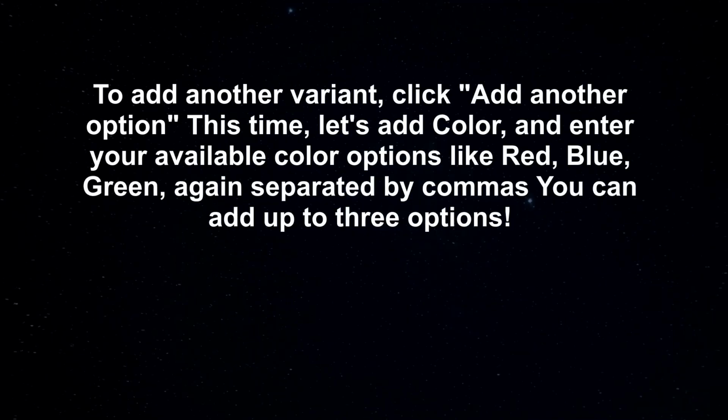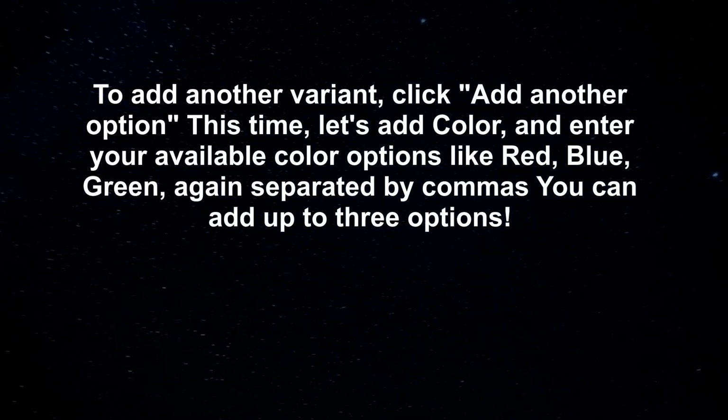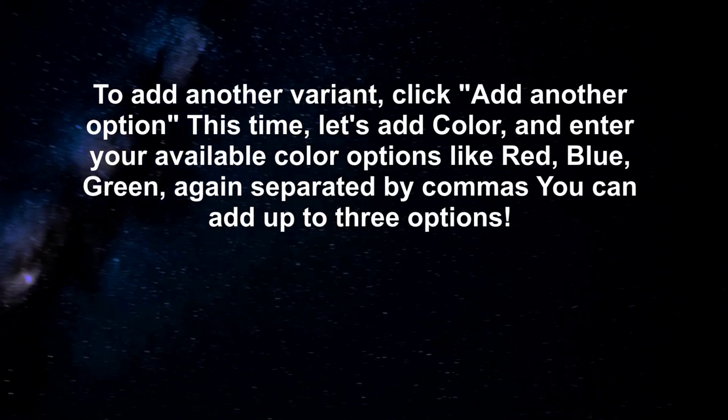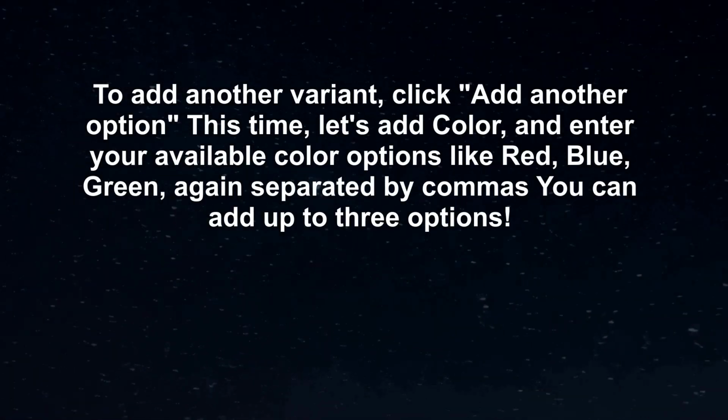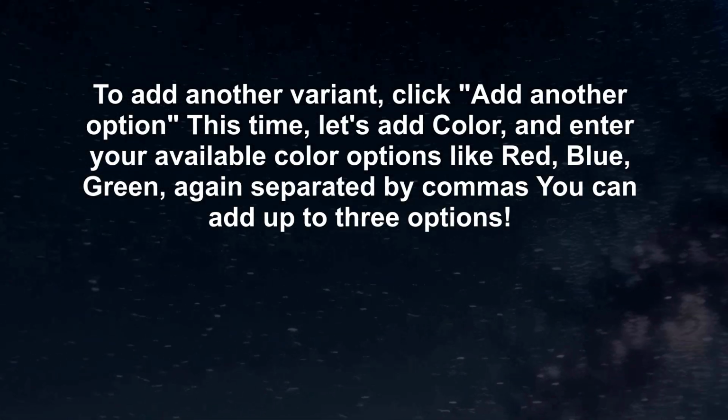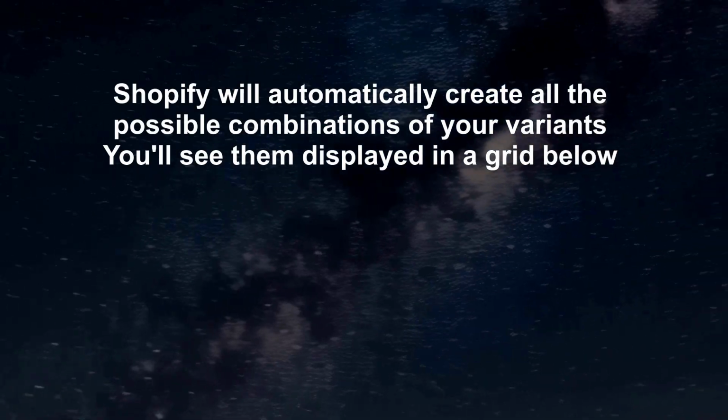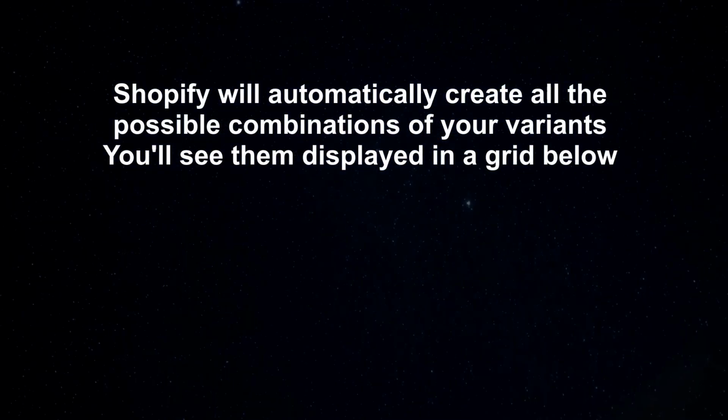To add another variant, click Add Another option. This time, let's add color, and enter your available color options like red, blue, green. Again, separated by commas. You can add up to 3 options. Shopify will automatically create all the possible combinations of your variants.